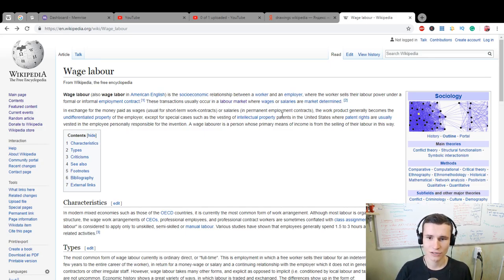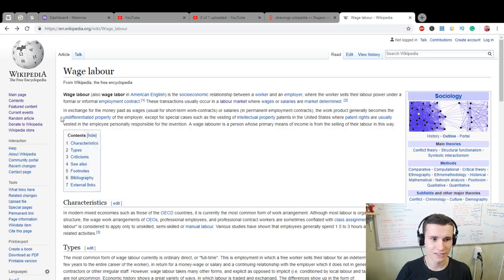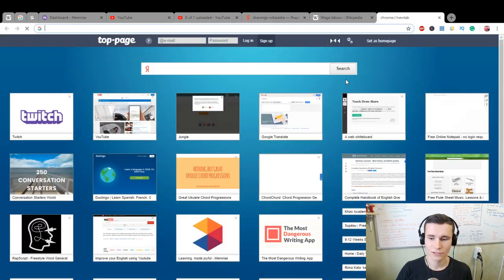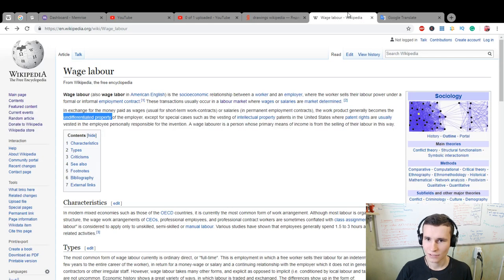the work product generally becomes the undifferentiated property. What does it mean? What is needed? Let's open our Google Translate. Okay, undifferentiated property of the employee, except for special cases such as the vesting of intellectual property.